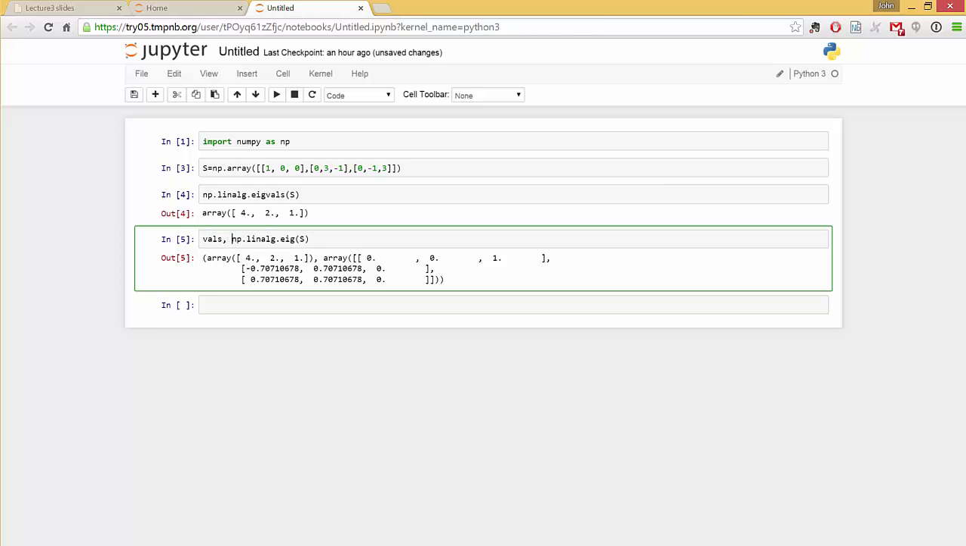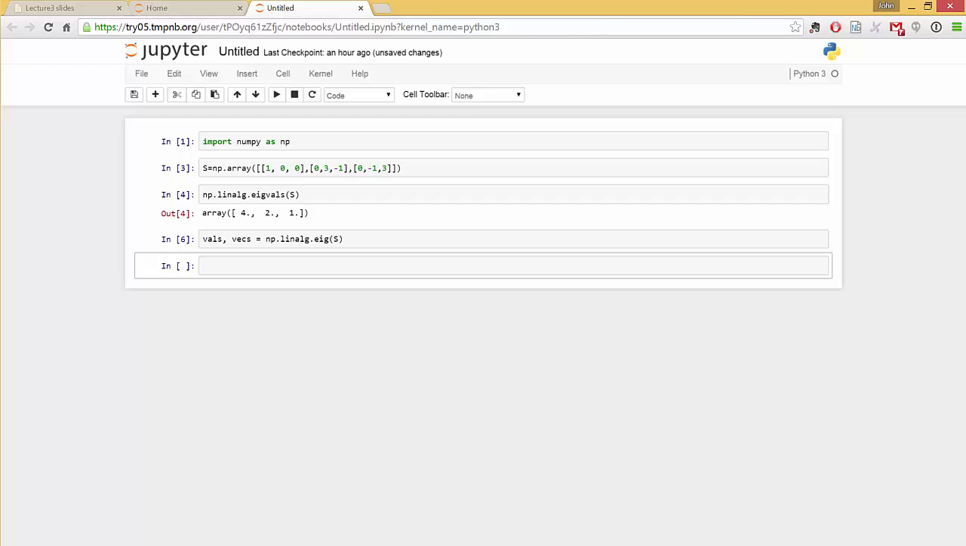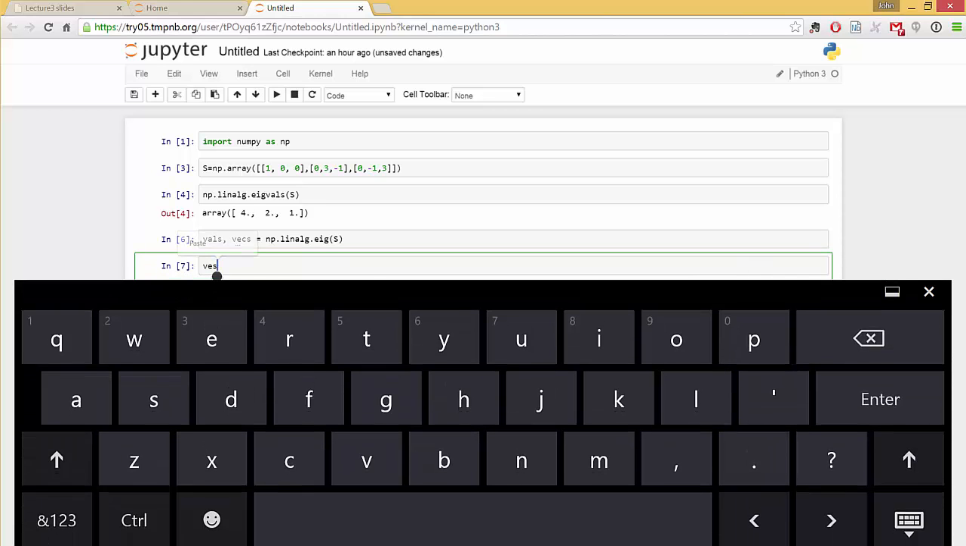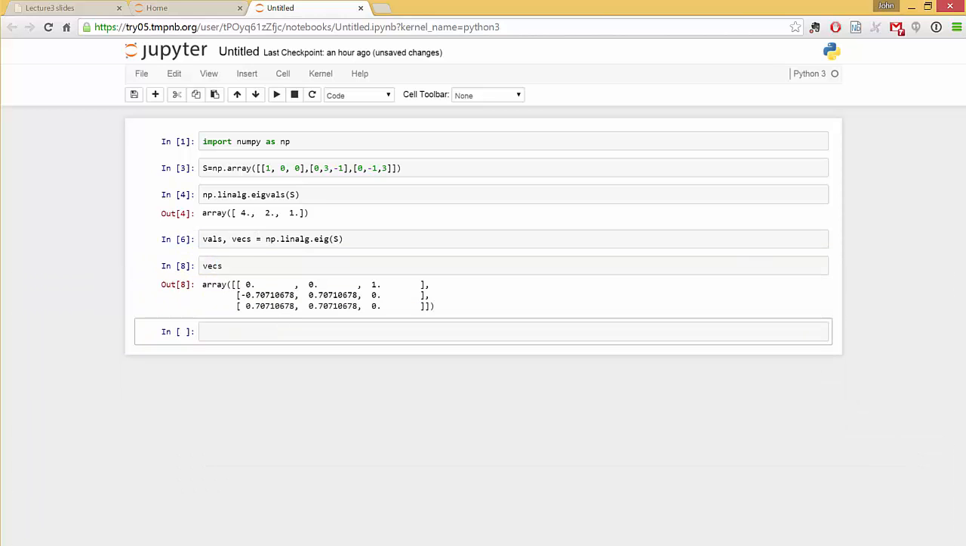So vals, vecs equals that, and let's look at the vecs. So those are the eigenvectors, and you should see, if you know what 1 over the square root of 2 is, it's like 0.707, right? So that's exactly what we got, okay?